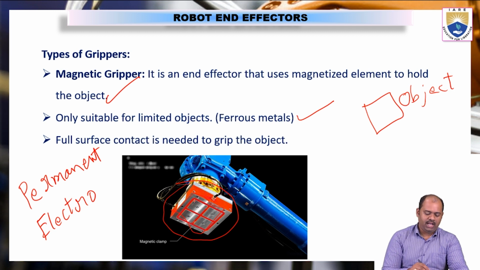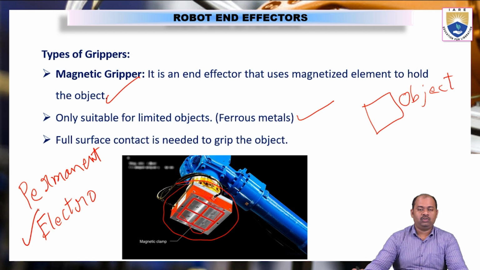So that is why we use electromagnetic plates, where we can induce the magnetism when we supply electricity into the magnet, and whenever the electricity is removed from the gripper, the magnetism can be lost. So this kind of magnet is very widely used in the industry where we are working with ferrous elements.